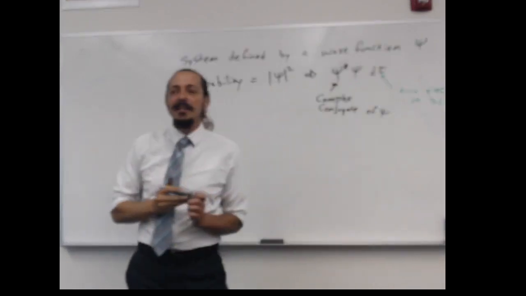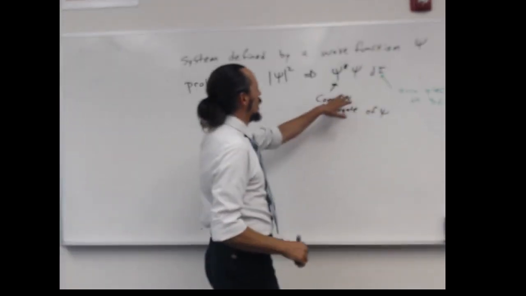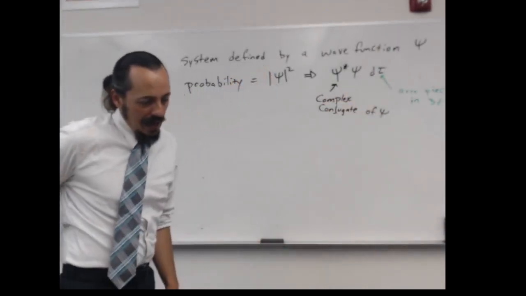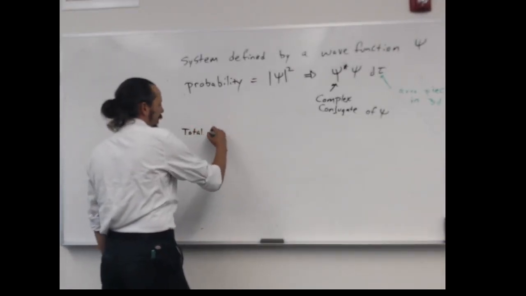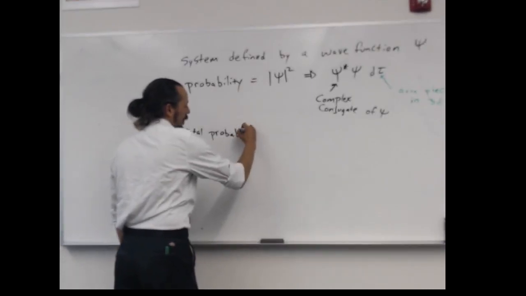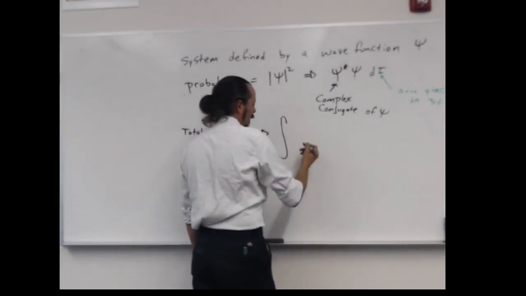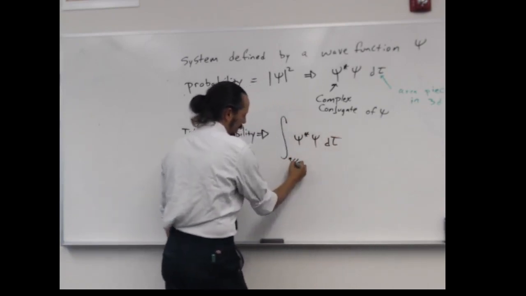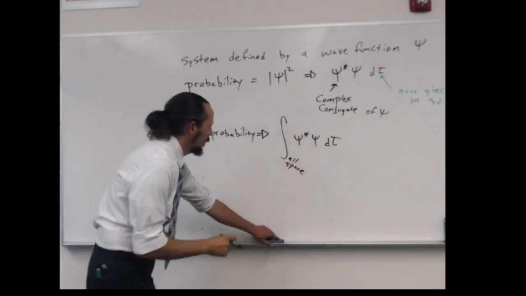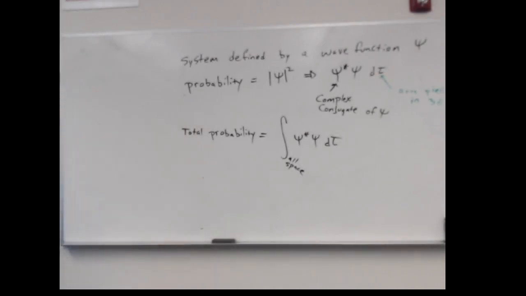I use d tau as my generic, like dx, dy, dz, or dr, d theta, d phi, depending on how we're setting it up. So this is going to be our probability. And this also means that if we wanted to get the total probability, we would have to look at the integral of psi star psi, our wave function, over d tau.